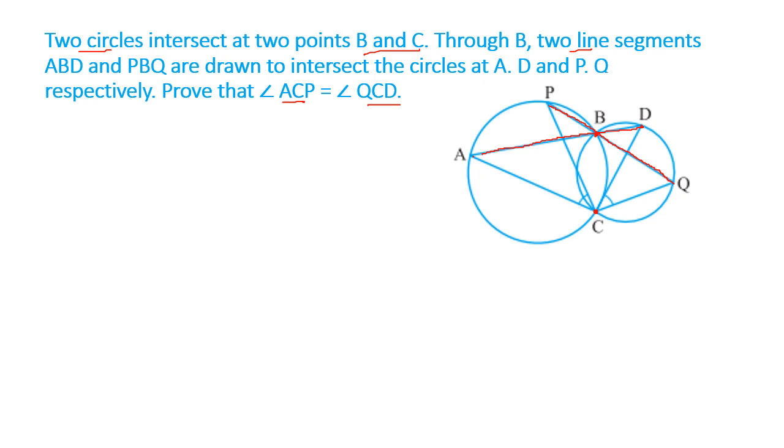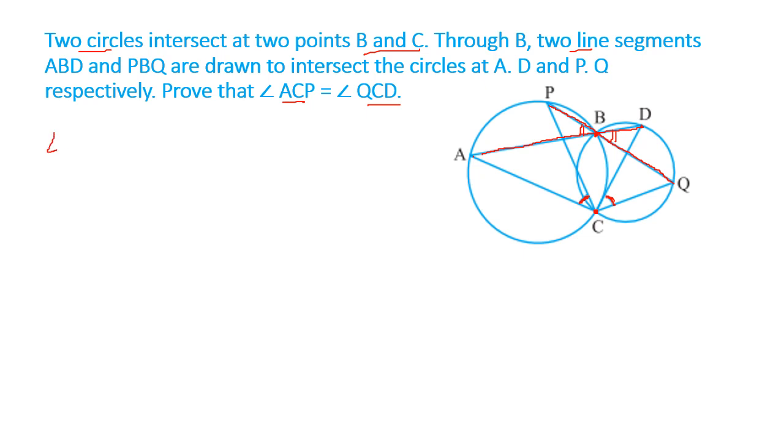Now, where is ACP? This is ACP and this is QCD. We have to prove that these two angles are equal. Okay. How will you prove these two angles are equal? So first let us leave that and go here. This angle and this angle is equal. Can you tell me why?